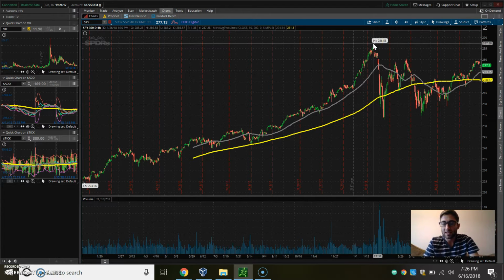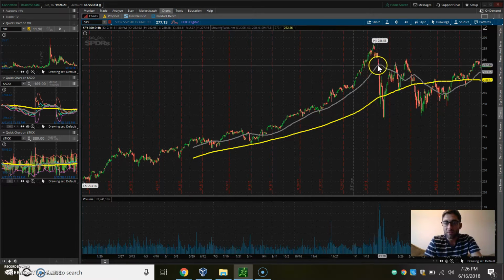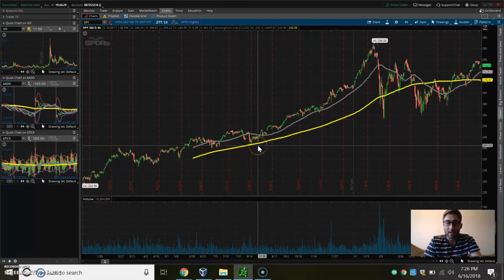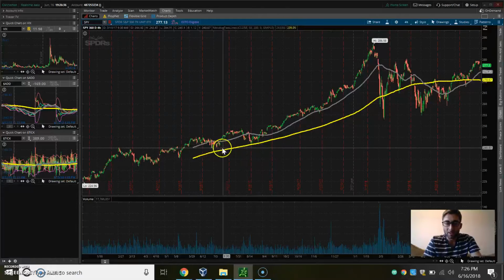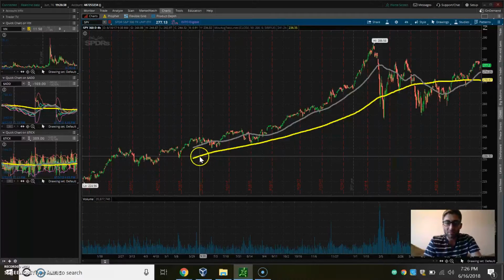So what that means is that price is coming to both of the averages. Price sold off to the first average, and then it sold off to the 200. And it's a very clear signal when price reverts off the 200, and that is usually a support level.